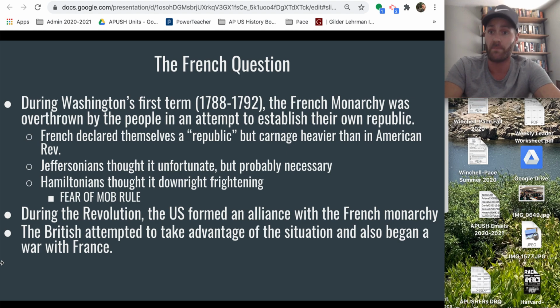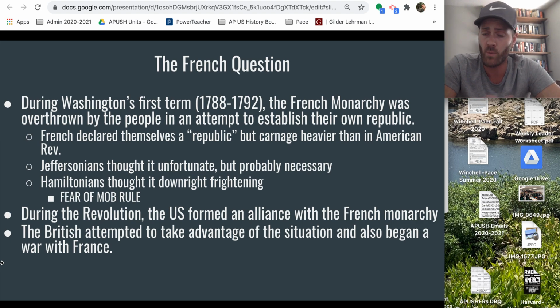So you should be saying, like, man, they're doing what we did. We should be helping them the way they helped us. And that's what a lot of people will be saying. But the French are going to declare themselves a republic, but the carnage, the bloodshed, the mob rule, if you will, is much heavier than what we saw in the American Revolution.